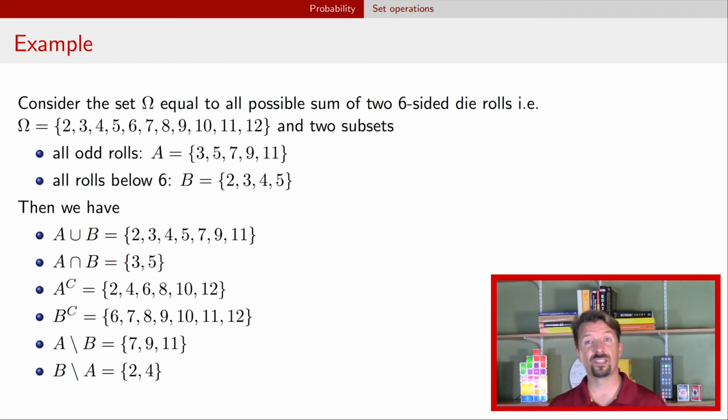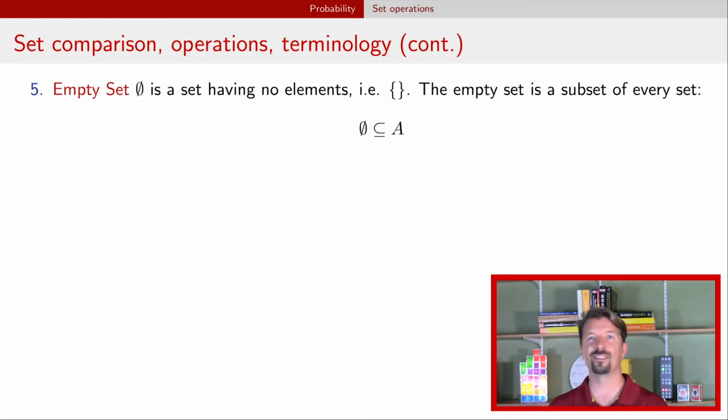All right, so that's just some examples of using those set operations. All right, so there's some additional operations terminology. The first one is going to be the empty set. So there is this notion when dealing with sets of a set that has nothing in it, and that's called the empty set. And sort of by definition, that empty set is a subset of every other set.